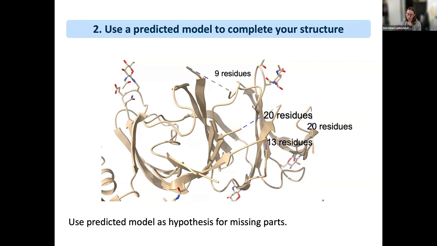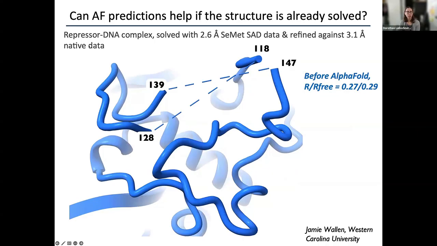So here's an example. It is from crystallography, but it highlights what could be done. Here is a complex, a repressor DNA complex that has been solved with something called experimental phasing, for those of you who know crystallography. The structure has been built ab initio, and then this model has been refined against 3-point angstrom native data. And this model has some gaps, here between residues 118 and 128, and 139 and 137.